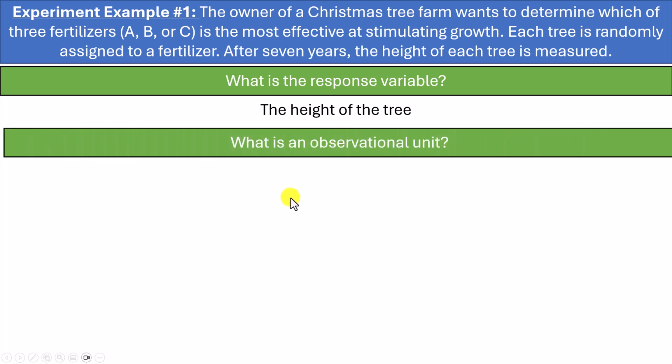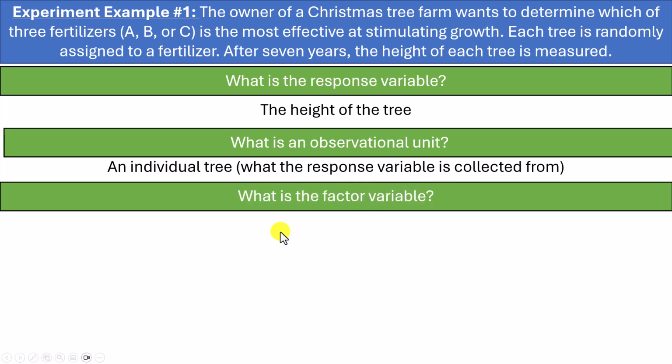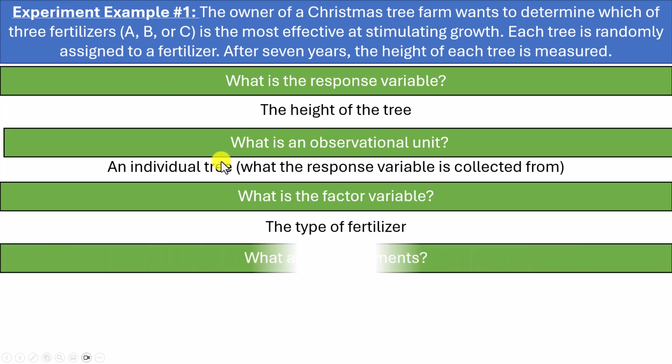What is an observational unit? Well, the observational unit is what we collect the response variable from. It is going to be the individual tree. What is a factor variable? Well, the factor variable is the explanatory variable that has been controlled by the researcher, which is going to be the fertilizer type. So the type of fertilizer, either A, B, or C, which we said we're randomly assigning the trees to, that's going to be our factor variable. What are the treatments? Well, we only have one factor variable, so that means that the levels of the factor variable are going to be the treatments. It's just going to be fertilizers A, B, or C.